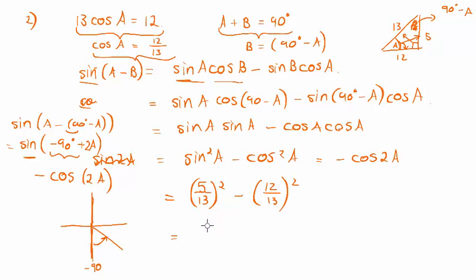So in the end, this is 25 minus 144 over 169. So my final answer is negative 119 over 169. I think so. Notice I get a negative answer. That's also what I suspect, that my answer in the end has to be negative.